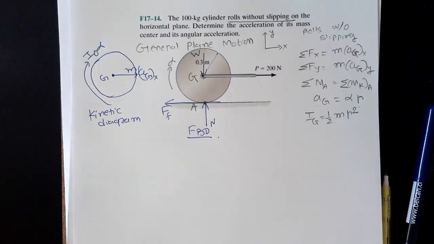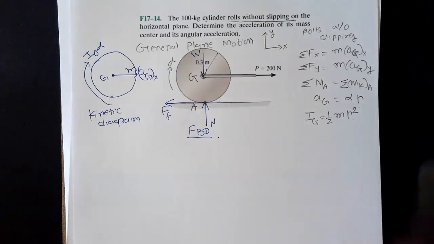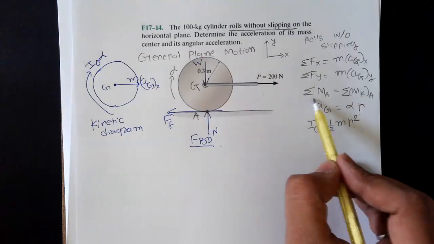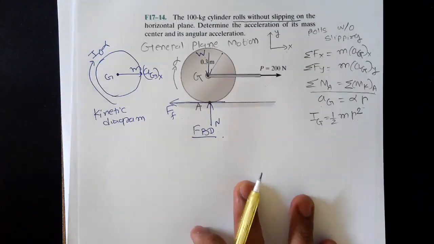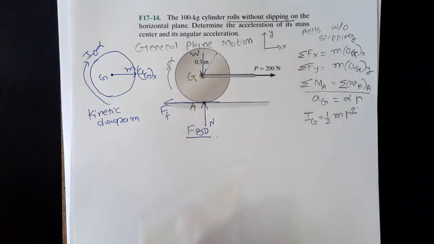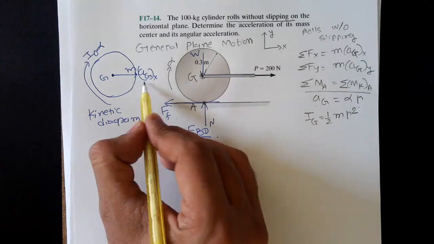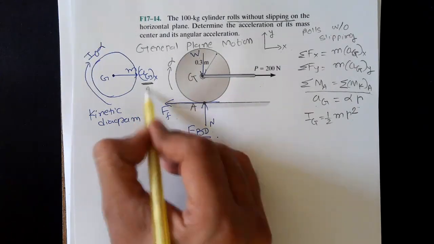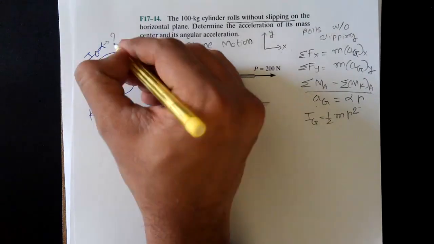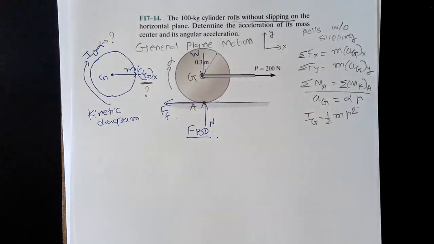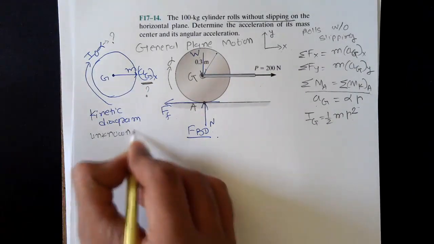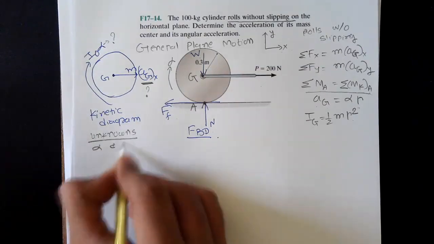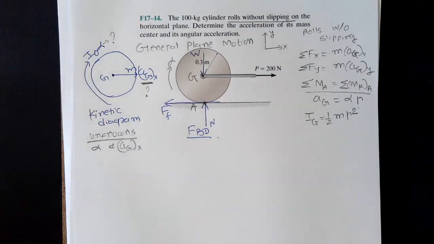So what equation can we apply to this problem? The best equation we can apply right now is to calculate the moment about O. By the way, let's identify our unknowns. We need to calculate the acceleration of the center of mass of the disk, which is our first unknown, and the angular acceleration, which is our second unknown. So we have two unknowns in this problem, alpha and AgX.